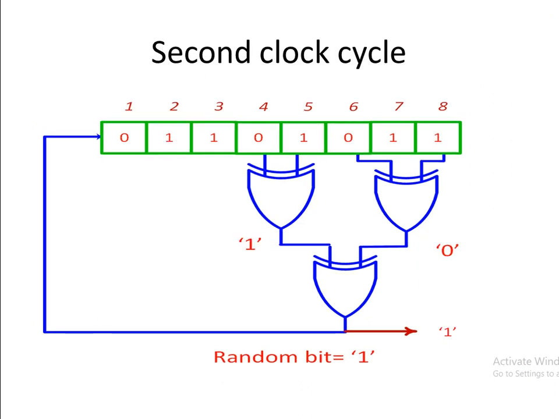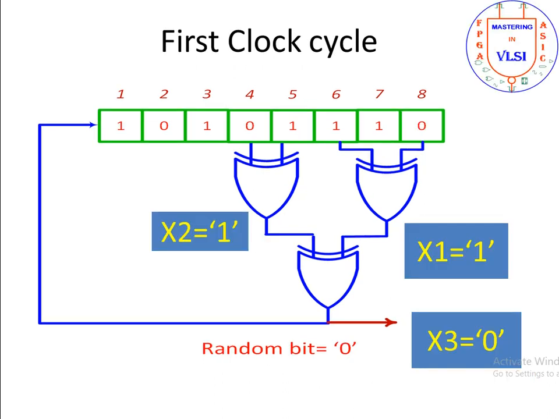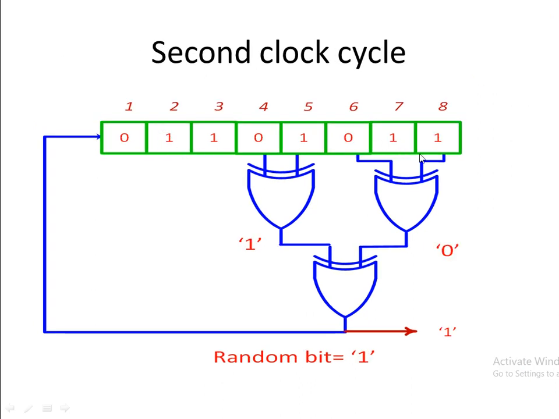In the second clock cycle, the tapping points are changed. At the same time, the register values have been shifted by 1 bit. Here in the previous cycle the 1 is there; now it is shifted here. The output values x1, x2, x3 are all shifted. Again it goes back and is fed back here.